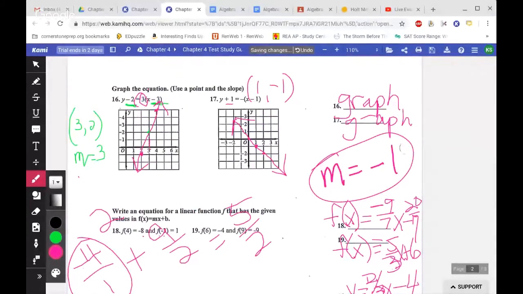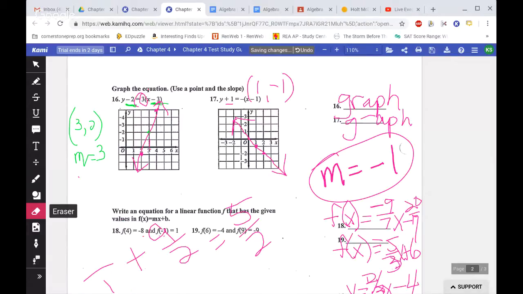And actually, on one version of the test that I have, you do have to graph using point slope form. Do you all think you could do it now or not really? No. Yes. No. Maybe. Kind of.